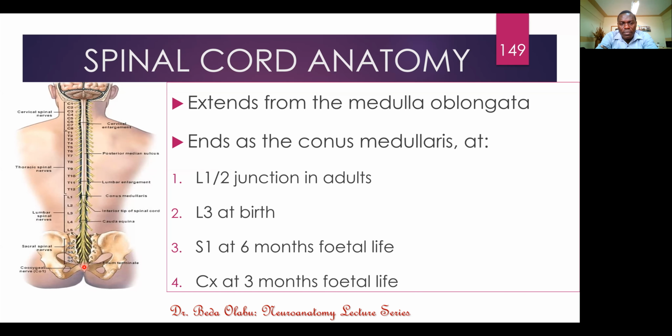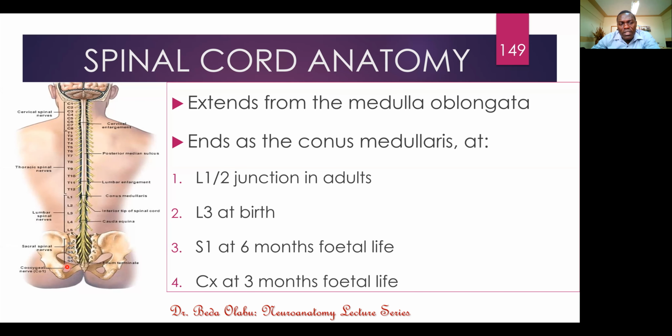So what does that mean? It means that as you grow, whether intrauterine or postnatal, the spinal cord appears to shorten relative to the length of the vertebral column. It does not mean that the spinal cord actually shortens. The point here is that the vertebral column grows faster than the spinal cord. So the vertebral column outgrows the spinal cord.